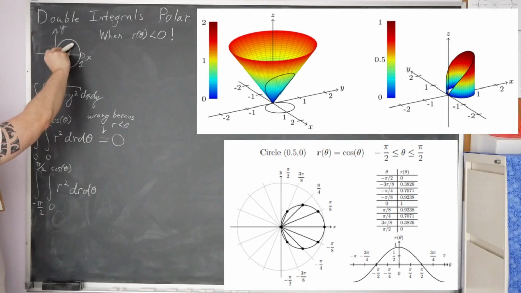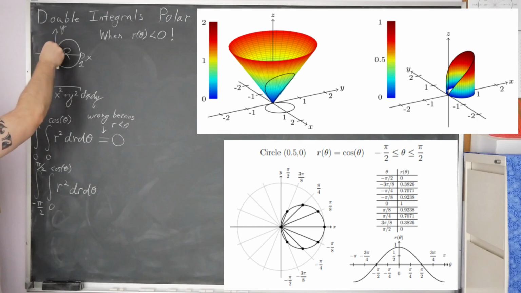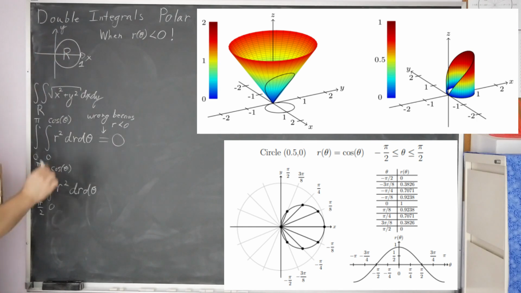Then you go around, and now r is decreasing towards pi over 2. You still have positive values. When you finally get to pi over 2 for theta, you have r is 0. So that time you actually traced out this entire circle, but r was positive the entire time when you go from negative pi over 2 to pi over 2.